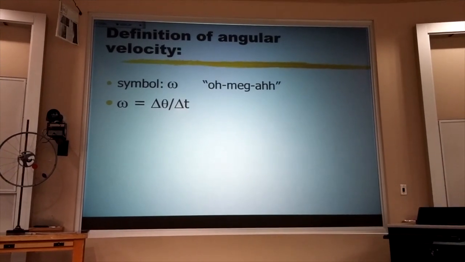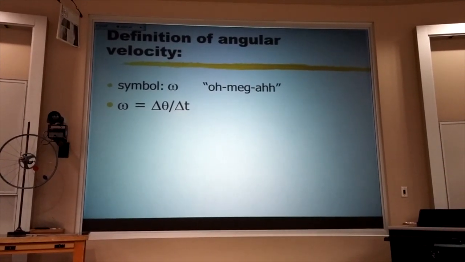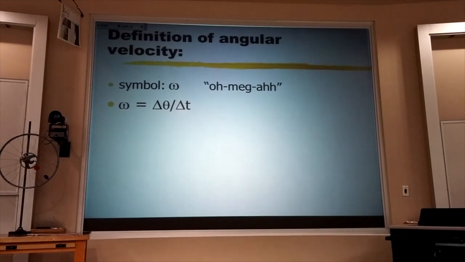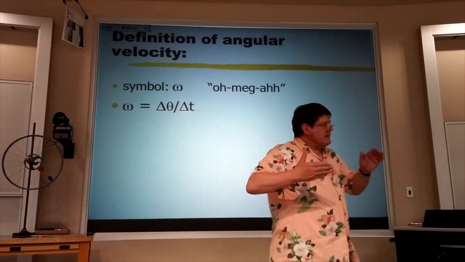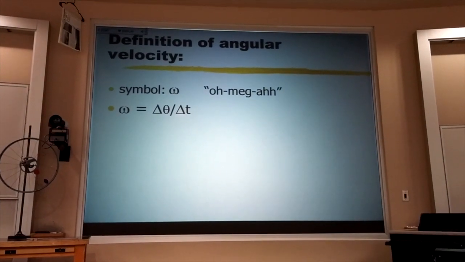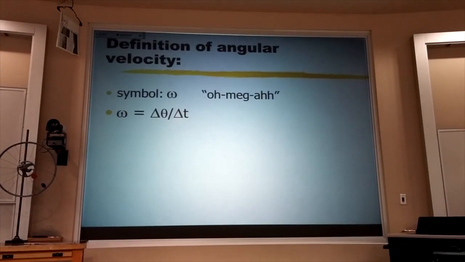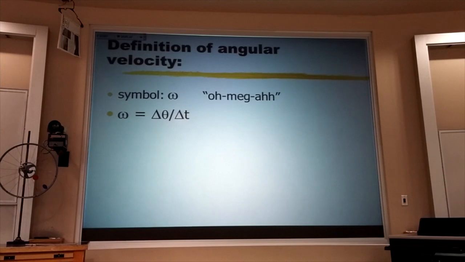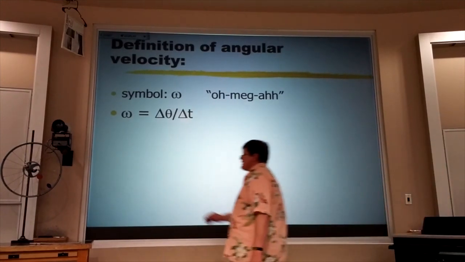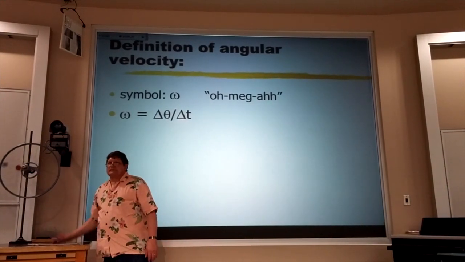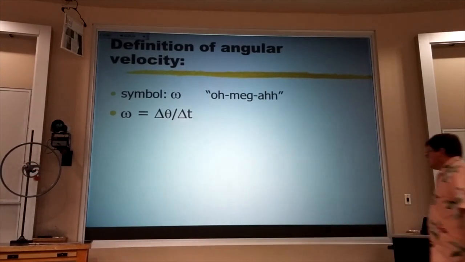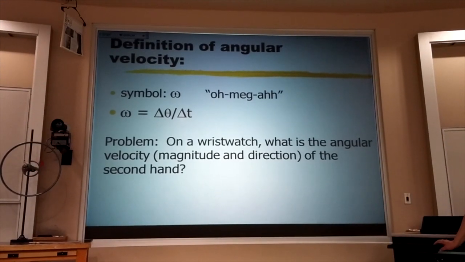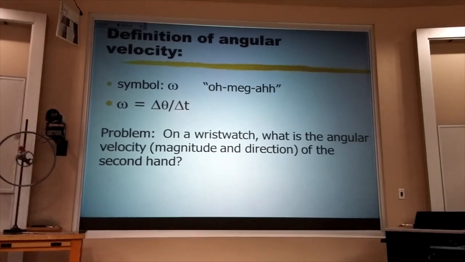Okay, we talked about angular velocity last day, and we found that it was defined very similar to linear velocity. Linear velocity is how far you get down the road in a second, and angular velocity was how far you got around the wheel in a second. And so when we looked at this sample problem, yes sir?